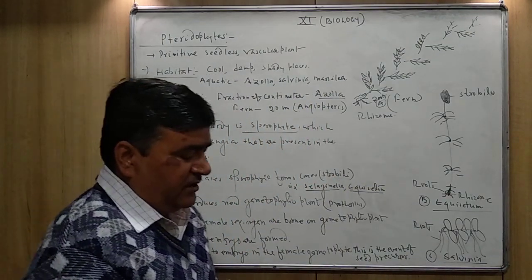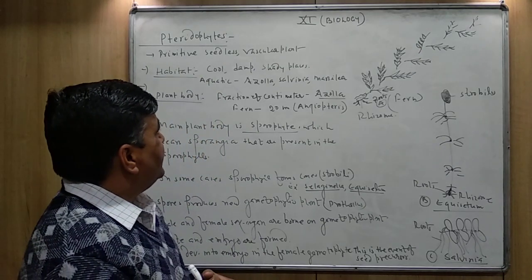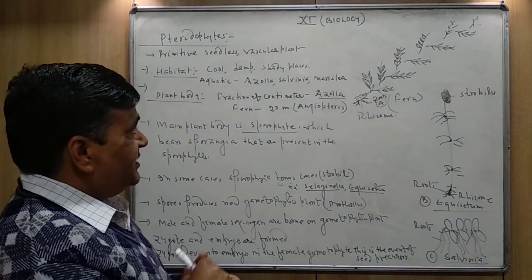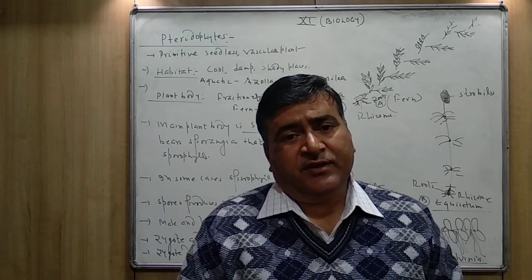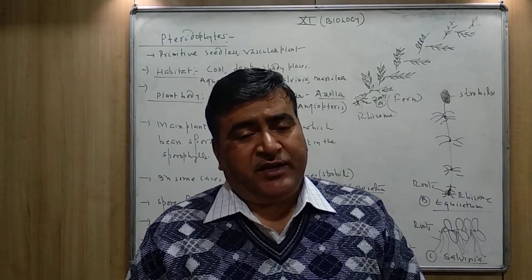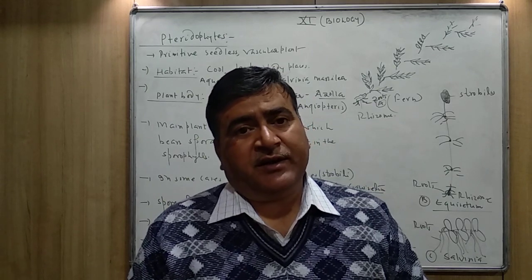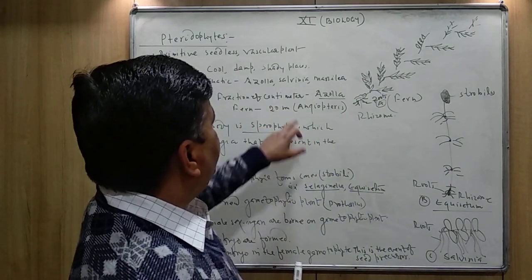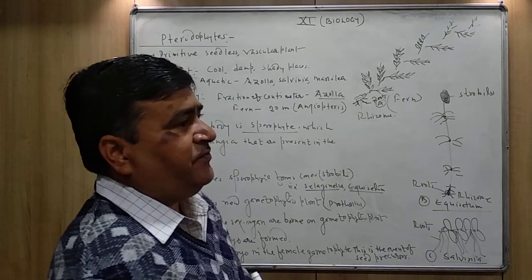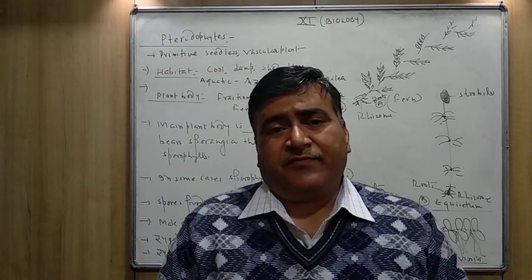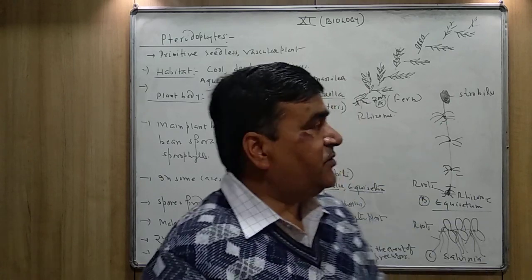Now regarding the plant body, how the plant body of pteridophytes looks. The body of the pteridophytes ranges from a fraction of a centimeter up to very large in size. Some of the ferns have leaves about 1 meter in size, and the largest fern is about 20 meters in length, like Angiopteris. From a fraction of a centimeter, it goes to Azolla. It is an aquatic fern. It's very small.